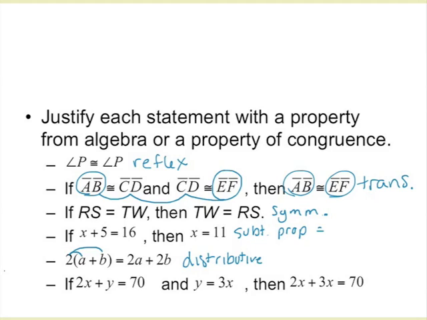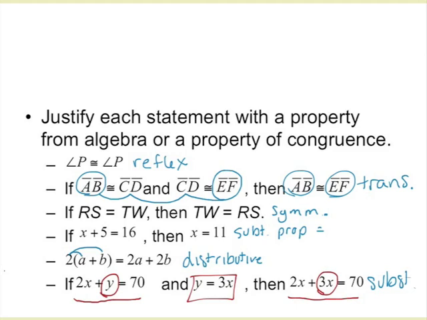Now in this last one, we're told 2x plus y is 70, and y is the same thing as 3x. So 2x plus 3x is 70. So what we want to do is look at what changed. If we look at the starting one and the ending one, we want to say what's different about it. Well, a y turned into a 3x, which we can do because y is equal to 3x. So what we've done is we've taken the y and exchanged it for a 3x. So when we exchange or rename part of a problem, that is our substitution property.